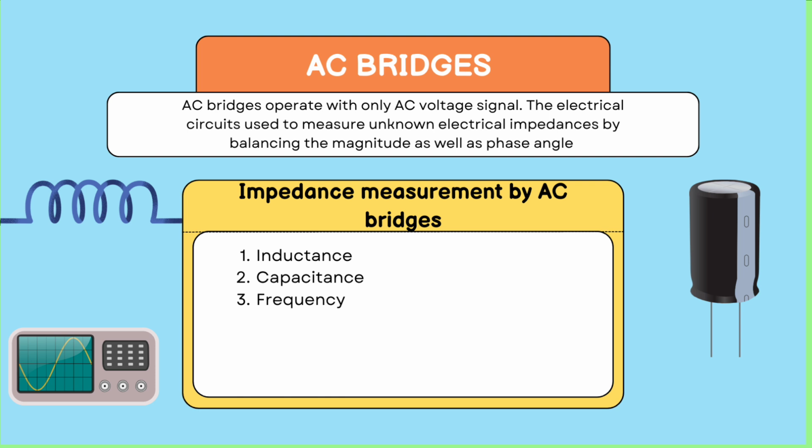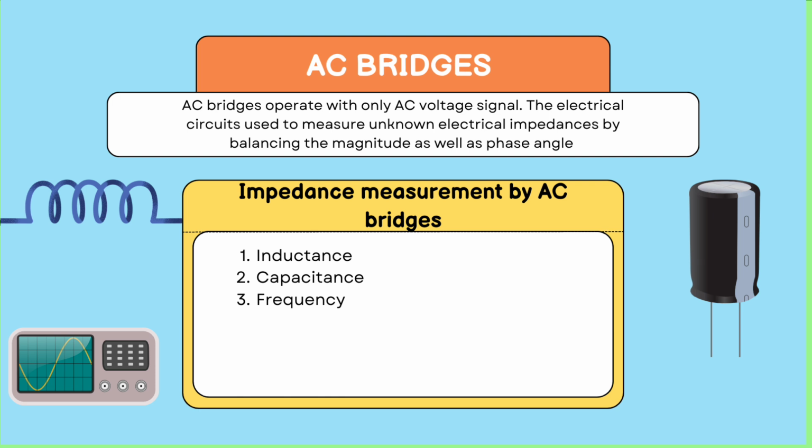How AC bridges work. AC bridges typically consist of 4 branches, each containing a combination of resistors, capacitors, and inductors. By balancing the bridge, we can determine the unknown impedance. This involves adjusting the components in the bridge until the voltage at the null point becomes 0.